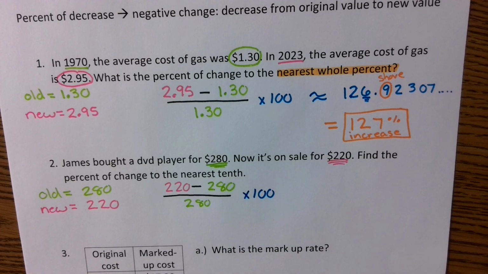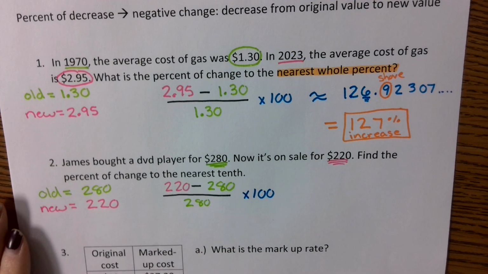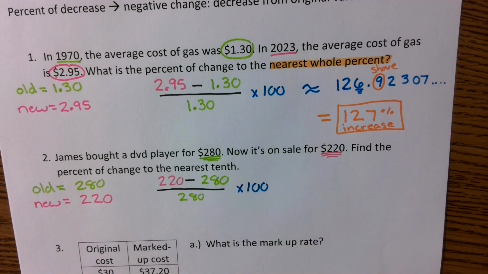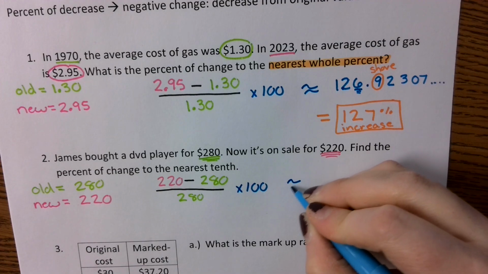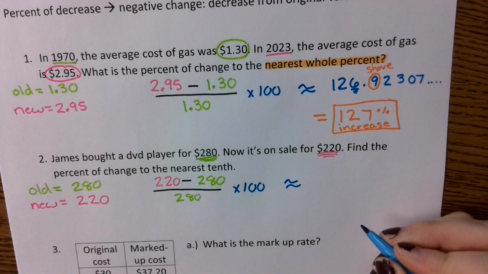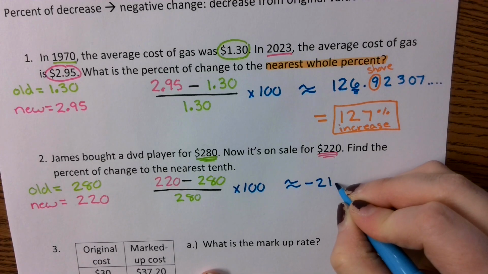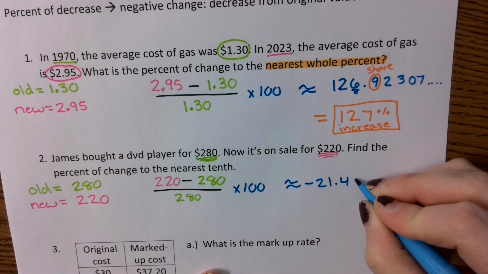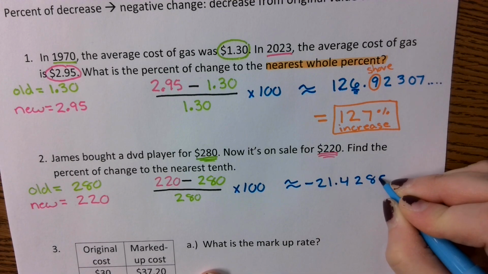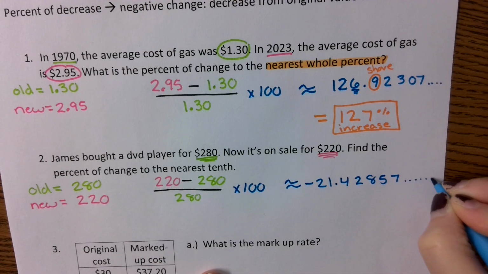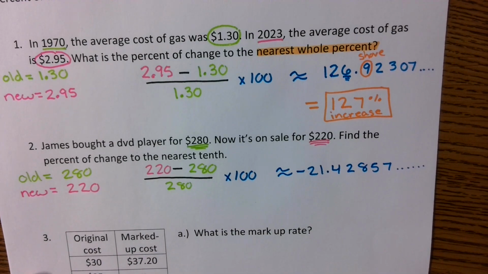Again, in your calculator, you do not have to sit here and work it out step by step. You can write the whole thing out into your calculator, and it's going to give you an approximate value. Negative 21.4. And it keeps going, like 2, 8, 5, 7. It just keeps going. So there's our approximate value. Notice we got a negative.